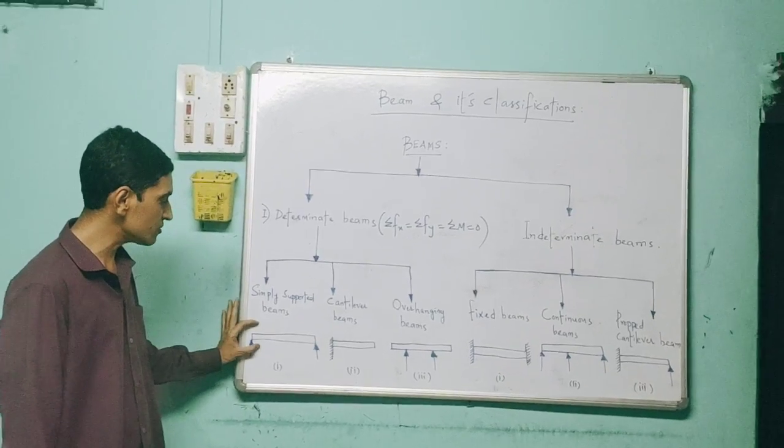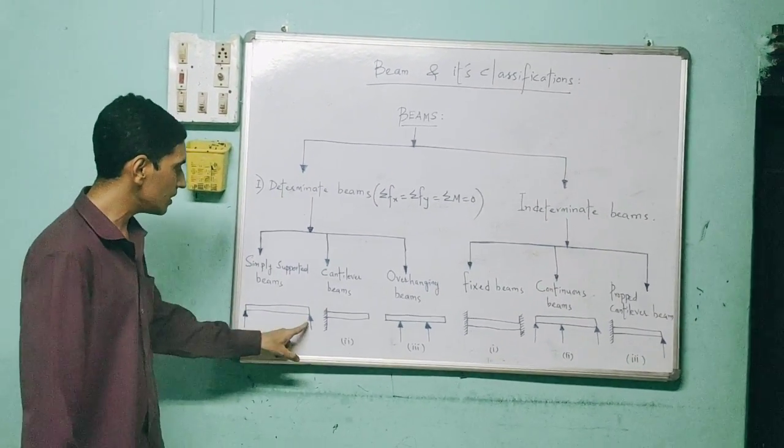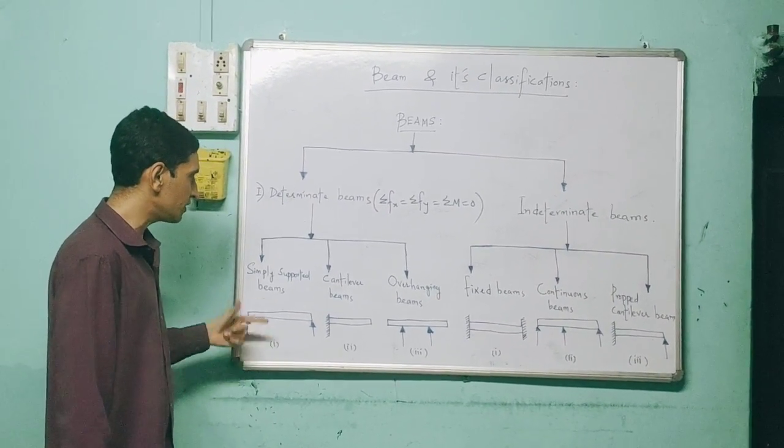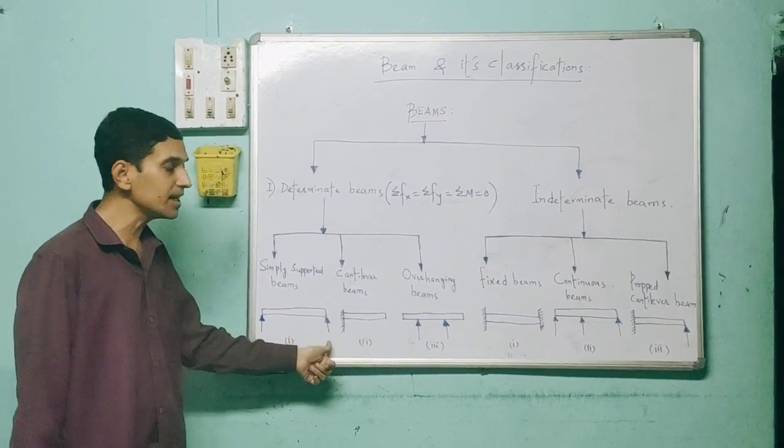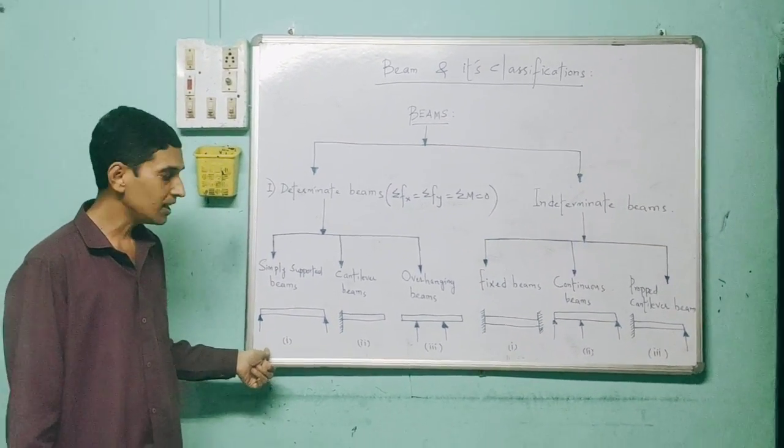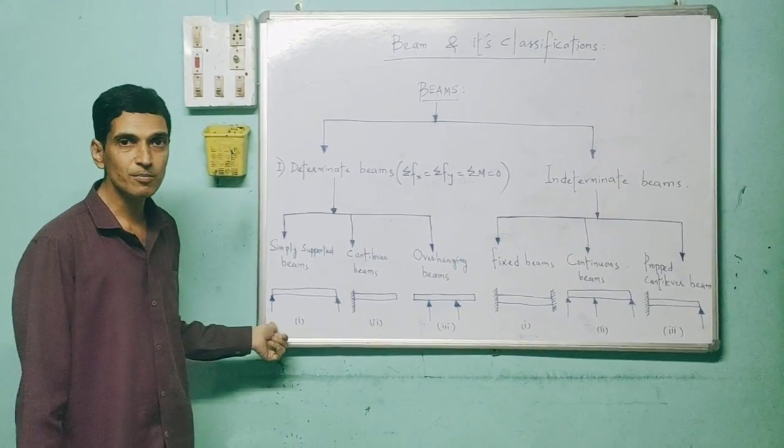Now we will see how simply supported beams look. Just look at this figure, the first figure. Here the simple supports are provided. Simply supported beam, the name itself indicates a beam which has both ends simply supported. That type of beam is called a simply supported beam.